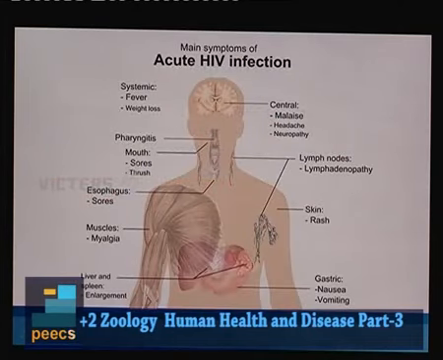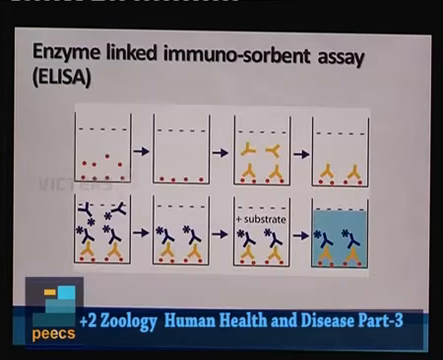So, here in this picture you can see the various portions of the body getting affected by an acute HIV infection. Almost all body parts are getting affected because the person is very weak.